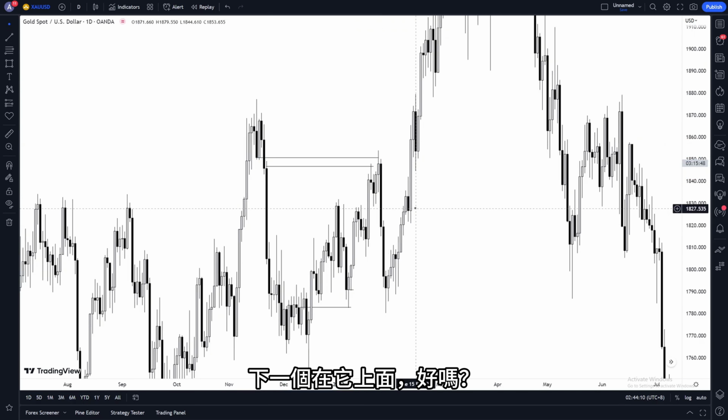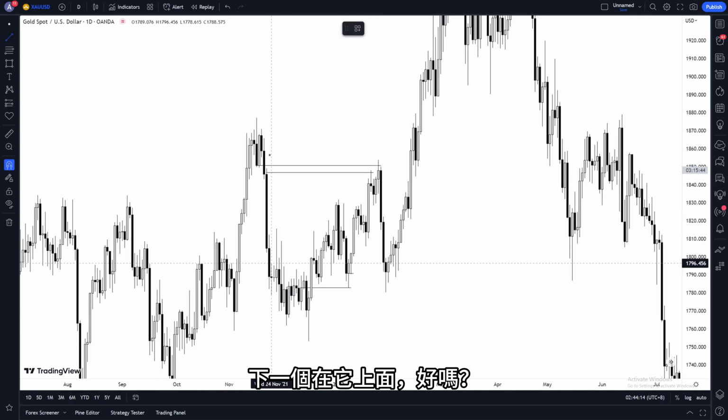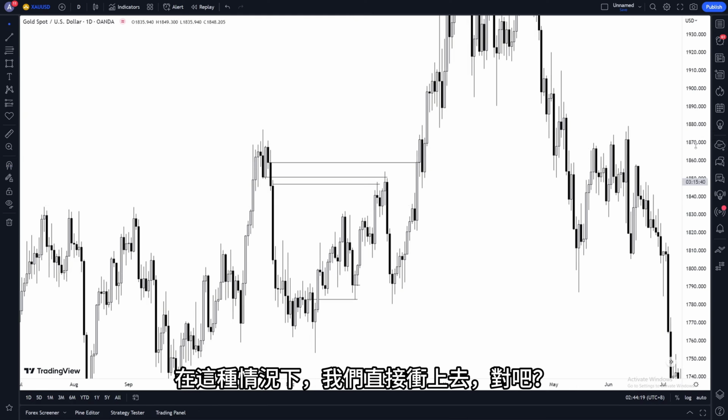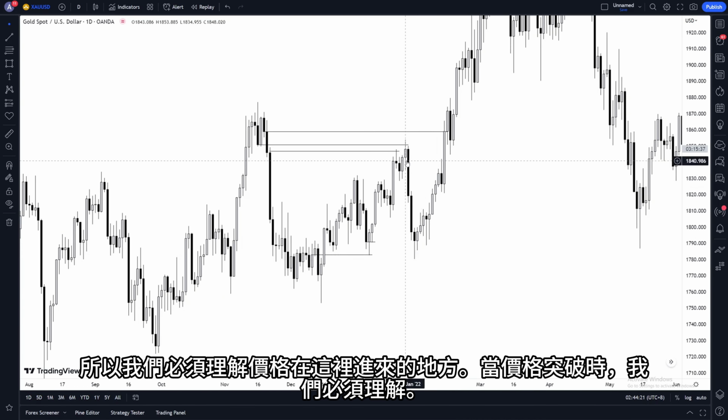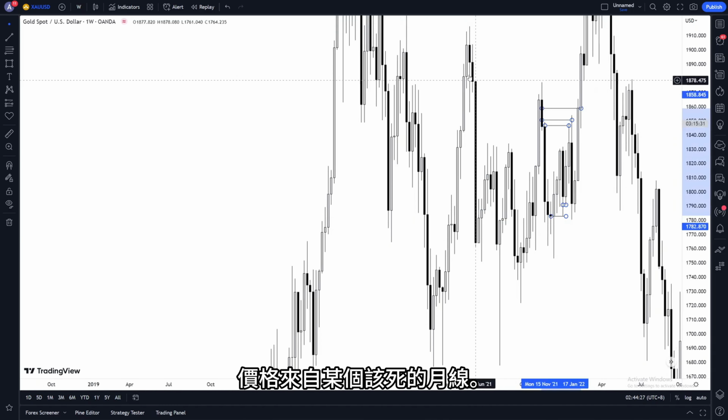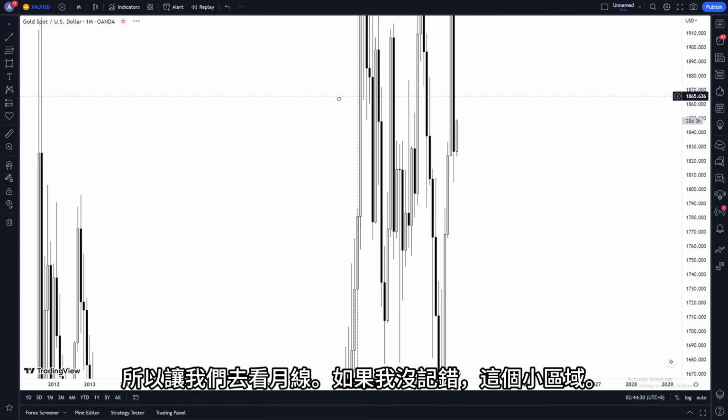And the next one comes about right here. Okay. We just blast up straight away, right? So we have to understand where price came in over here. When price just breaks, we have to understand where price came from. In this case, if I'm not wrong, price came from some monthly. So let's go look at the monthly, if I'm not wrong, with this little area.